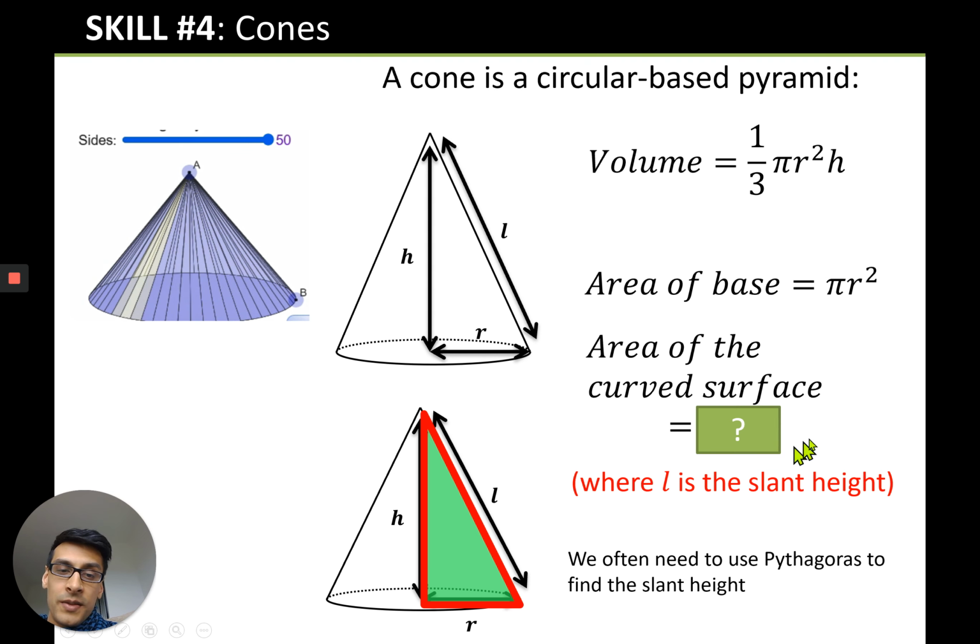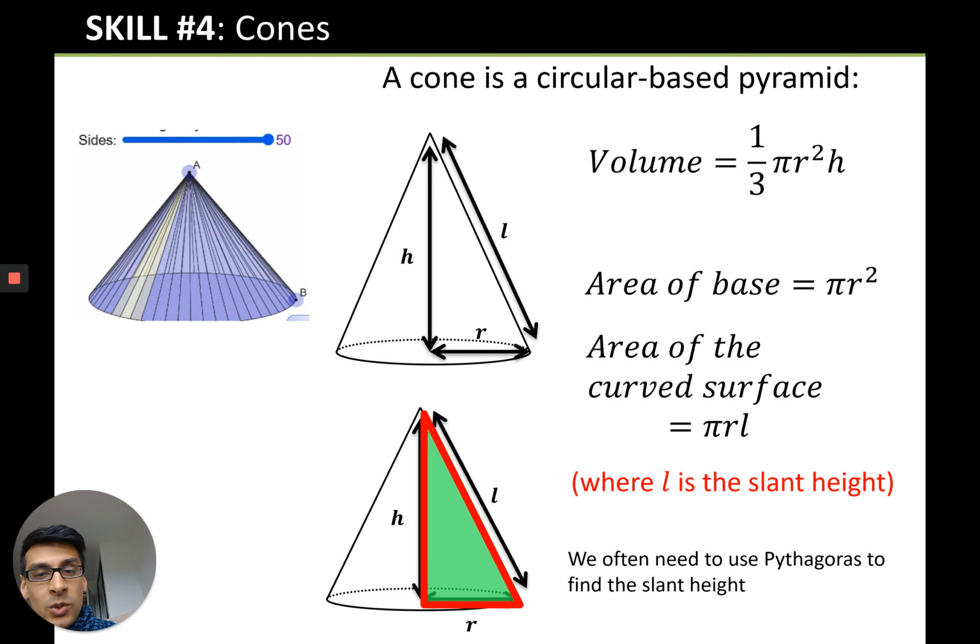And the area of the curved surface, now this is new, and you need to know this formula: pi times r times l, where l is the slant height. Often with problem solving questions, you will be given the perpendicular height and the radius, but when working out the curved surface area, you might need to use Pythagoras to work out the slant height, and then you can work out the surface area of the cone part.